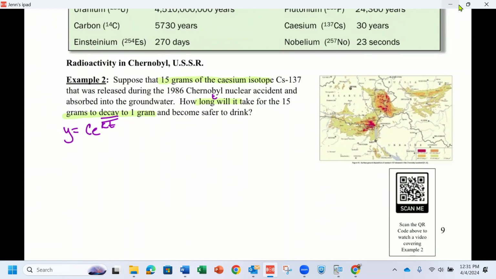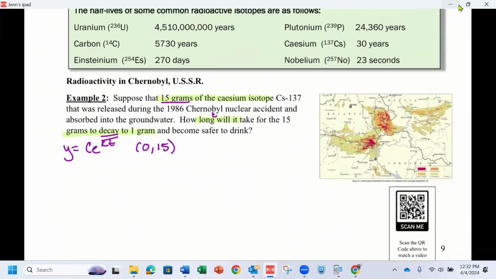Now, I also know that the steps are going to be the same. I'm going to find C, find k, and answer the question. I have to have 2 ordered pairs. When you're dealing with these real life scenarios, it's not as obvious what the ordered pairs are going to be. But notice they're telling you that 15 grams of this material was released initially. So at time t equal to 0, I know that 15 grams of this substance was released into the groundwater. So there's 1 ordered pair, (0, 15).